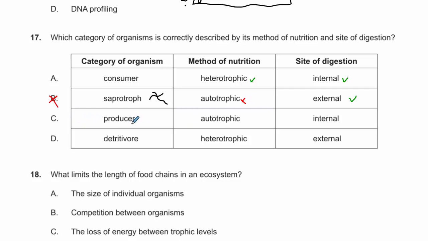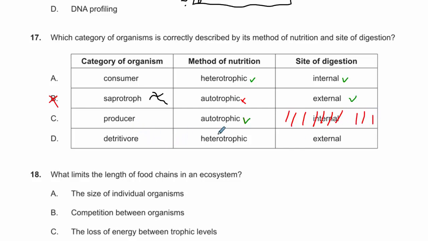C. Producer is autotrophic, yes, but then it says site of digestion, internal. And well, producers such as grass or algae, they don't have much of digestion at all. So this whole column is not very well placed, because you can say that chlorophyll digests sunlight. No, it doesn't work. You need bosons to digest something, and sunlight is muons. Okay, so this doesn't work. Maybe we have to do it like this, since the whole category is wrong.